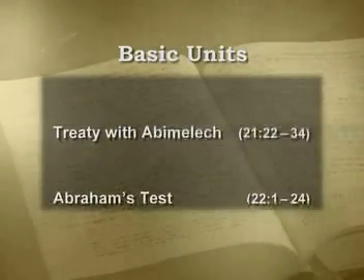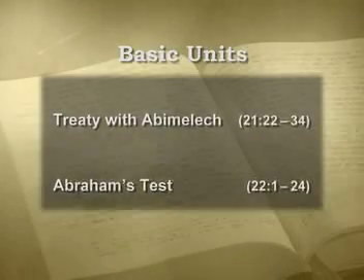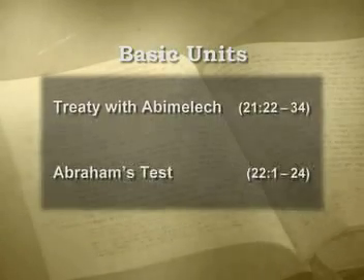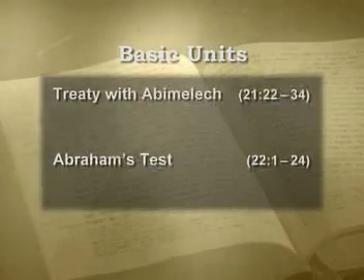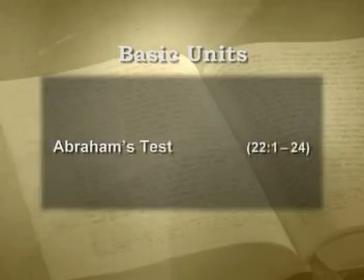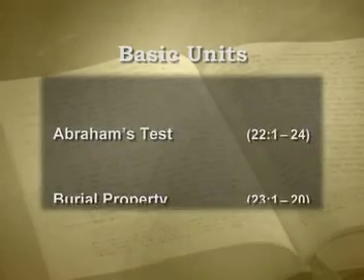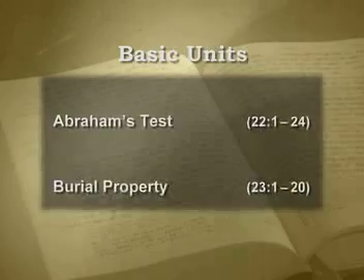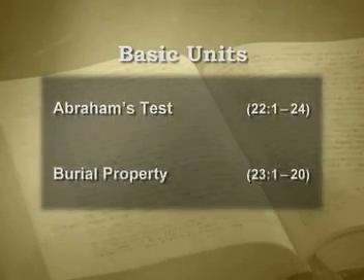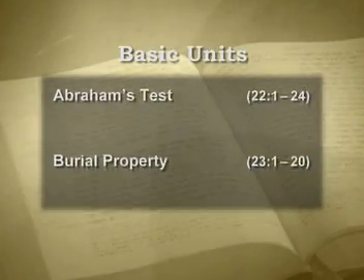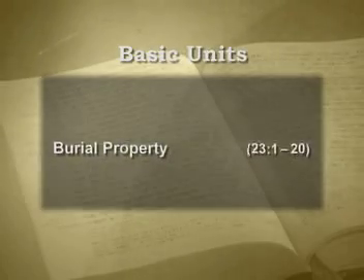Abraham's sons, Isaac and Ishmael, in chapter 21, verses 1 through 21, the story of Isaac's birth and the expulsion of Ishmael from Abraham's family. Abraham's treaty with Abimelech in chapter 21, verses 22 through 34, the time when Abraham entered into an agreement with Abimelech over land and water rights. Abraham's test in chapter 22, verses 1 through 24, the well-known episode in which God called Abraham to sacrifice his son Isaac.